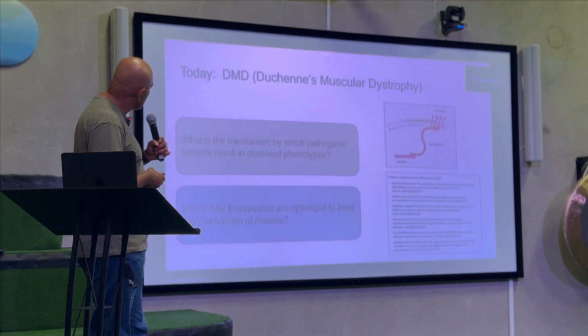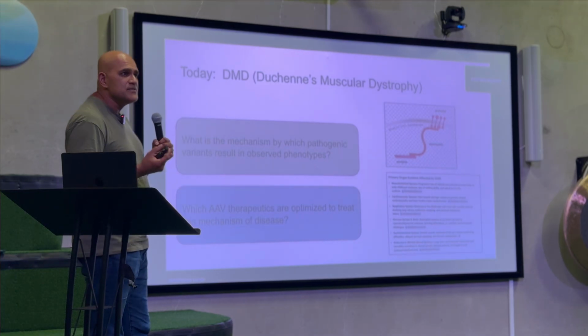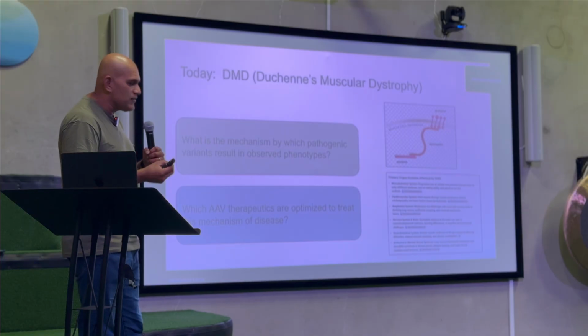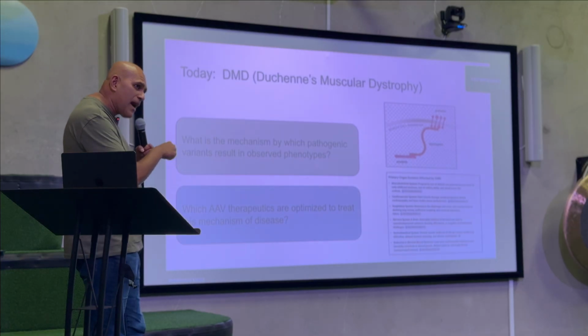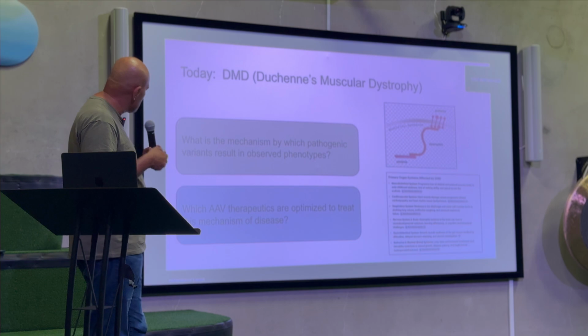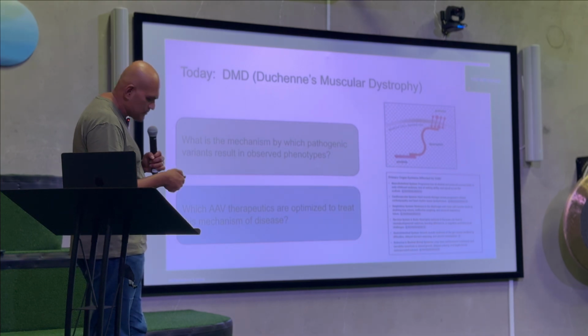And so the focus I'm going to show today is something called DMD, which stands for Duchenne's muscular dystrophy. It affects males, children, and we're trying to understand both the mechanisms by which pathogenic variants affect the disease phenotypes, and also what are the AAV therapeutics that are optimized to treat this mechanism of disease.